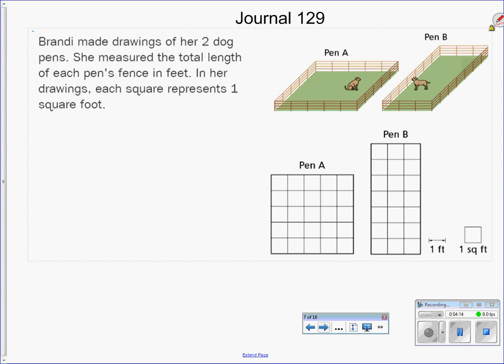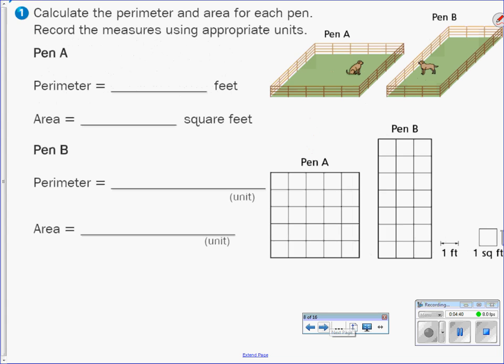Brandy made drawings of 2 dog pens. She measured the total length of each pen fence in feet. In her drawing, each square represents 1 square foot. So she's saying each one of these is 1 square foot. Okay, so this pen just replicates this pen, and this one just replicates this one. So our questions are, we need to calculate the perimeter and the area of each pen.